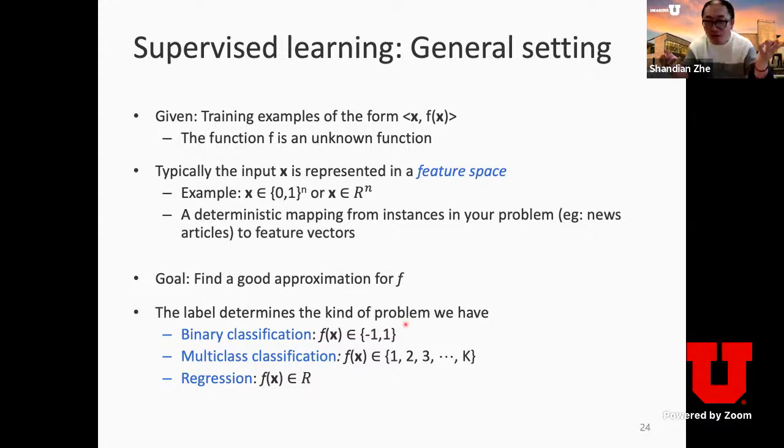Okay, so here's the general setting. Throughout this semester, most of the time we'll introduce different learning models and algorithms under the umbrella of supervised learning, meaning that all those models share the same kind of setting. So it is very important to understand the basic setting. Questions so far? Okay.